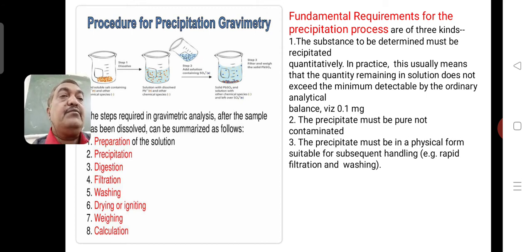So there are some requirements for the precipitation process. One is you require a particle size of approximately 0.1 milligram, and the precipitate must be pure and should not contain any contaminated material. And the last one is the precipitate must be physically stable, not an unstable material. So these are some of the important steps.